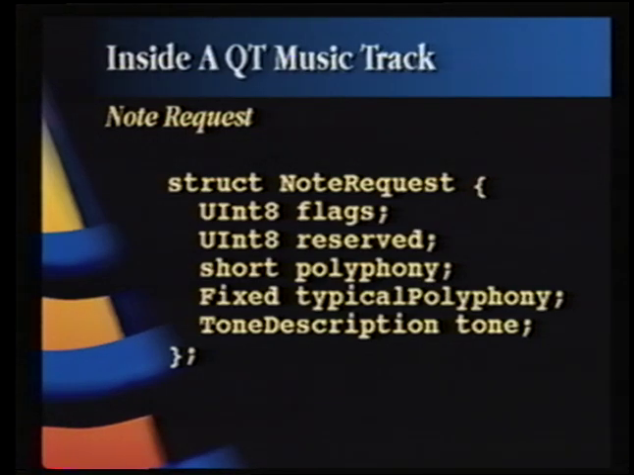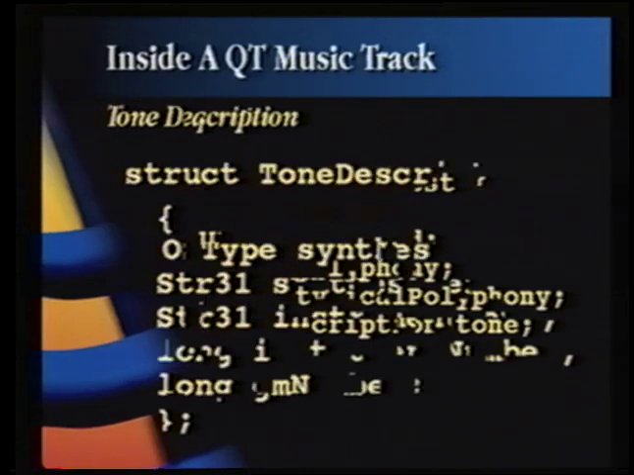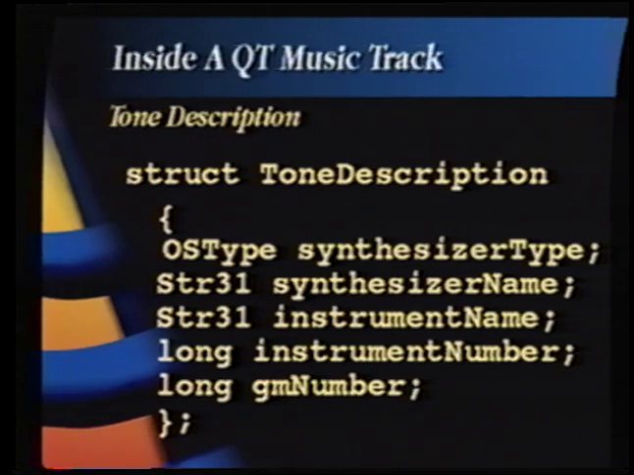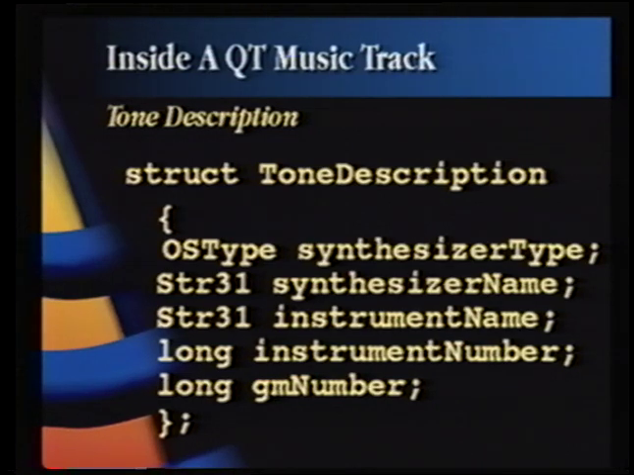It's a fixed point number. And then at the very bottom is a tone description, which has more information. It describes which synthesizer you'd like the sound to be played on, or it could just be zeros. The name of the instrument in text. The instrument number for a particular synthesizer, and then at the very bottom, the general MIDI number. So if the particular synthesizer isn't found, that's the instrument that will get chosen to play it on. You can fill out this entire structure with zeros and just put in a general MIDI number at the bottom and get general MIDI sounds that way.